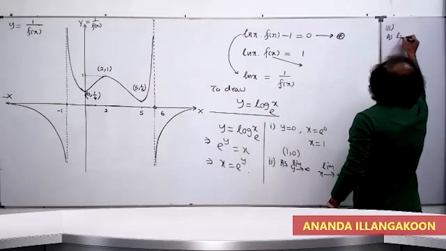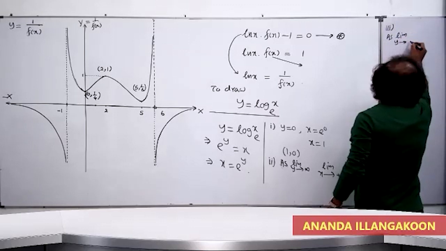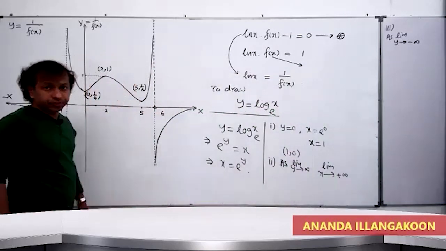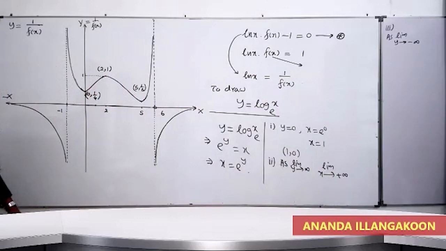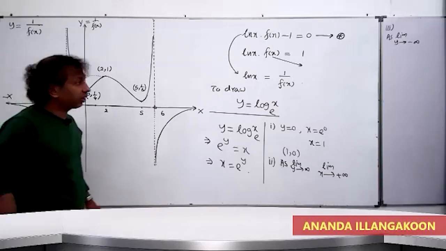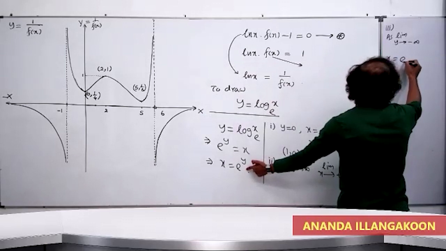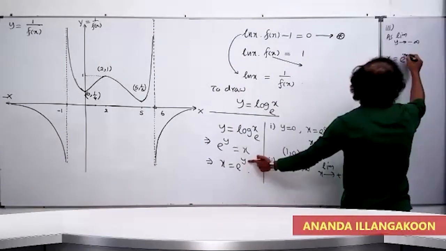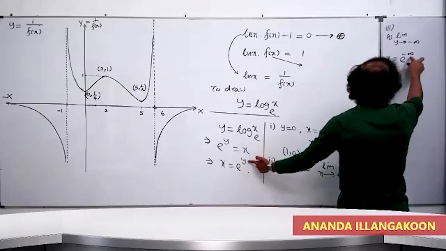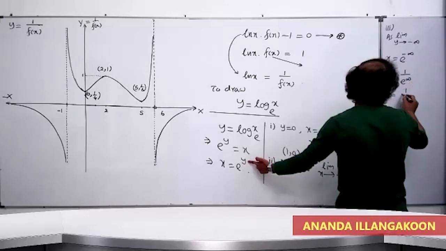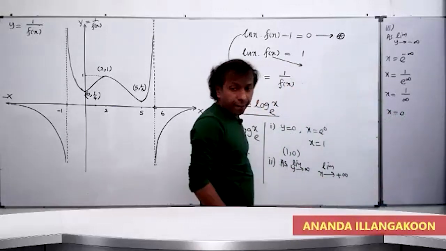As limit y going to negative infinity, I substitute negative infinity for this y. What can I say? x equals e to the power y. y is now negative infinity. This e to the power negative infinity I can write as 1 upon e to the power infinity. People, e to the power infinity is infinity. x going to 0. What do you mean by that?